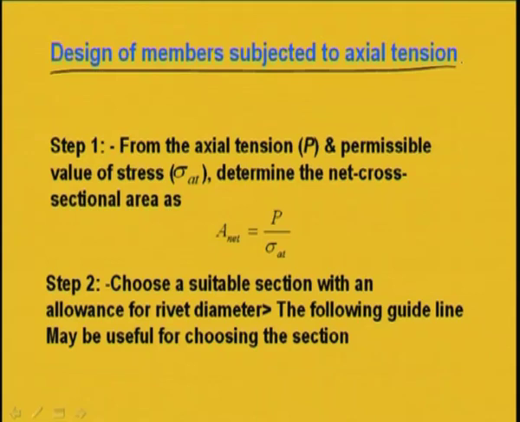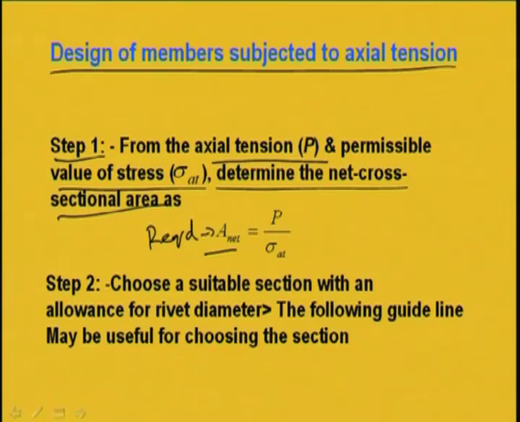So, step 1: we know the axial tension and the permissible value of the stress for that particular grade of steel which we are going to use. From that we can find the required net cross sectional area. This required net area can be found from the formula P by sigma AT. So, this is the first step we have to do.